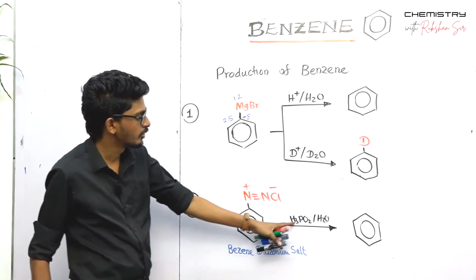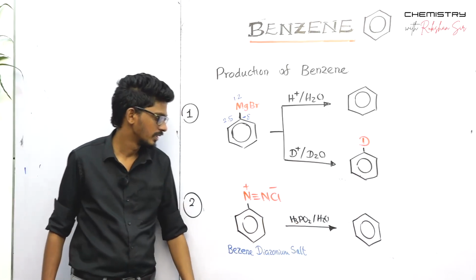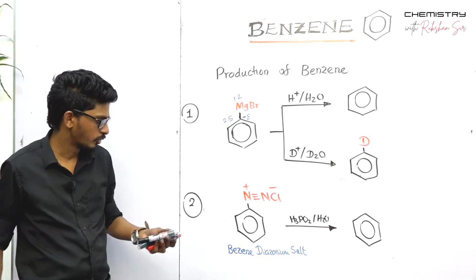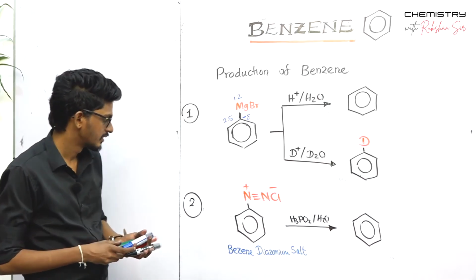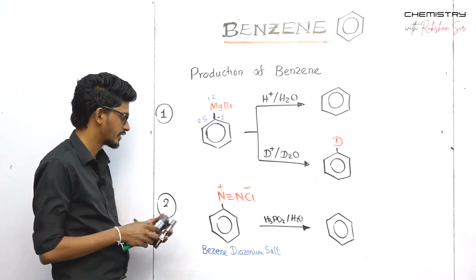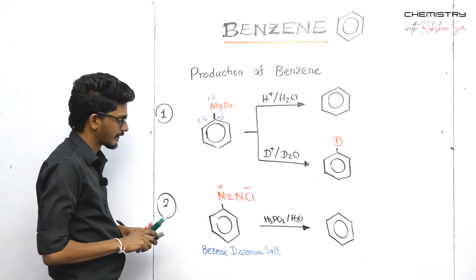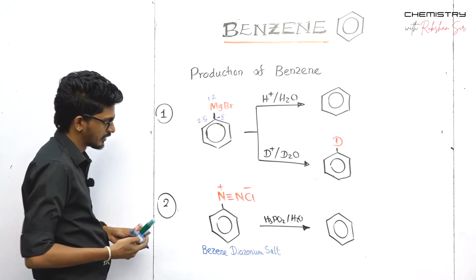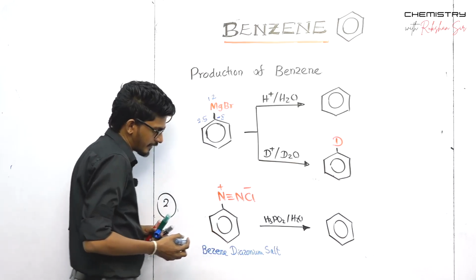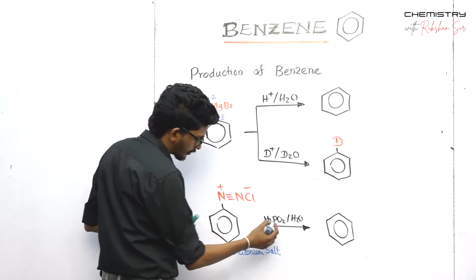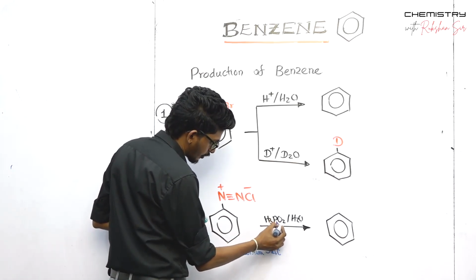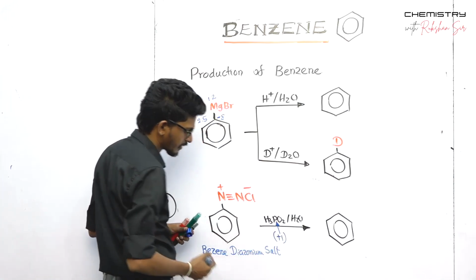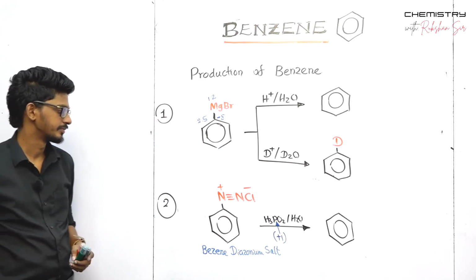Here this is H3PO2, right? Just remember that. It is not the H3PO4. H3PO4 is the most commonly used acid of phosphorus. But here it is H3PO2, right? It is easy to remember this by remembering the oxidation state of phosphorus here. The oxidation state of phosphorus here is just +1.